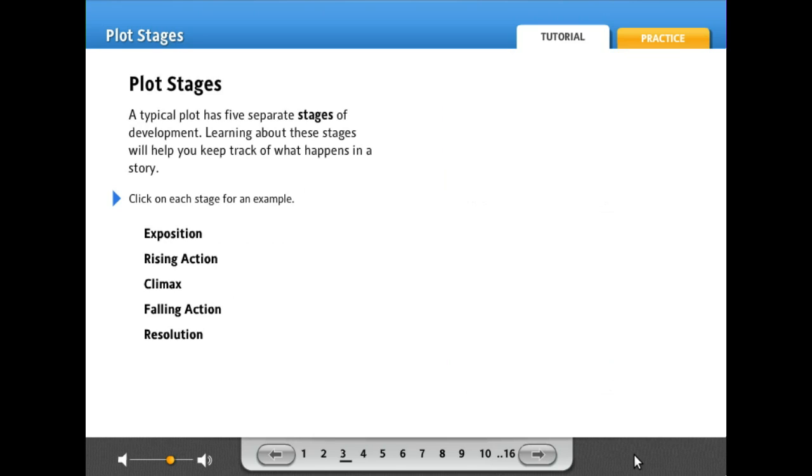A typical plot has 5 separate stages of development. Learning about these stages will help you keep track of what happens in a story. Click on each stage for an example.